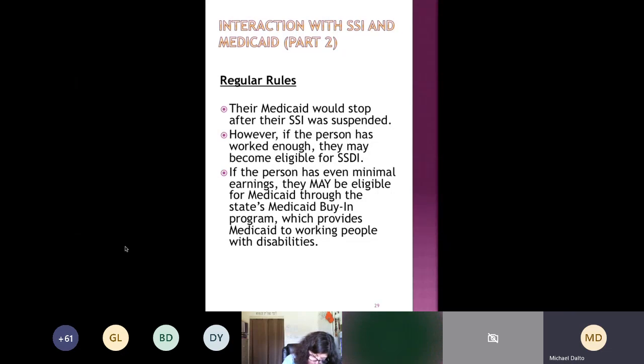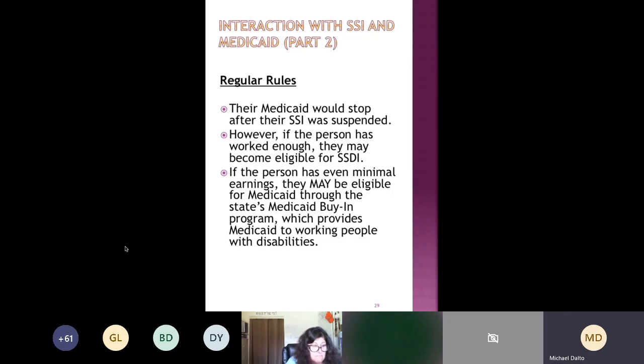In certain states known as 209B states, where a person is not automatically eligible for Medicaid if they get SSI, they have to apply for it separately. They may still be ineligible for Medicaid after their SSI was suspended, depending on the state rules.